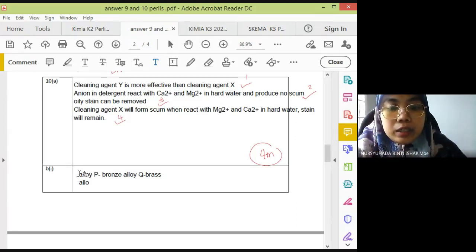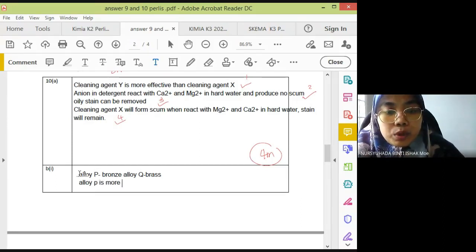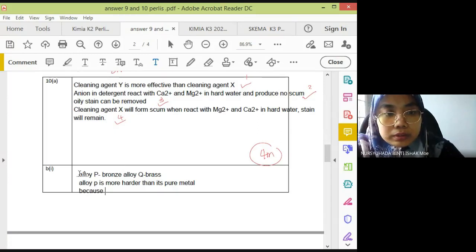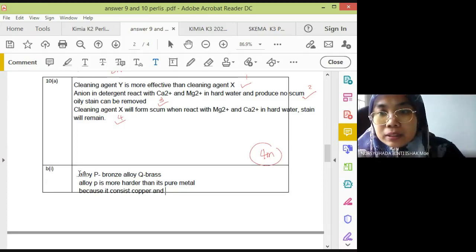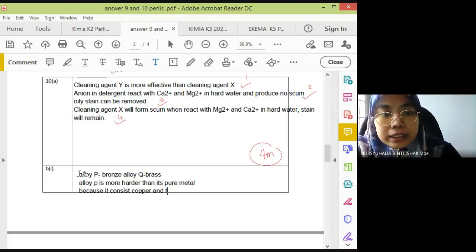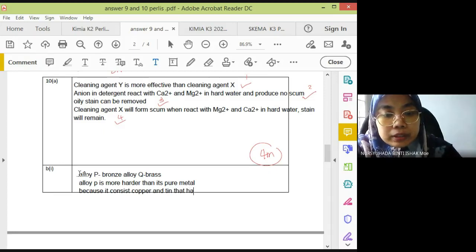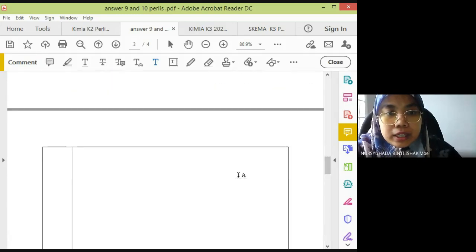Okay. Alloy, cikgu ambil alloy P ya. Alloy P is harder than its pure metal. Okay. Kenapa? Point number 2. Because it consists of copper and also one more, dalam bronze tadi ada apa? Bronze tadi ada tin kan? Copper and tin. Okay. That have different size of atom. Point yang ketiga.